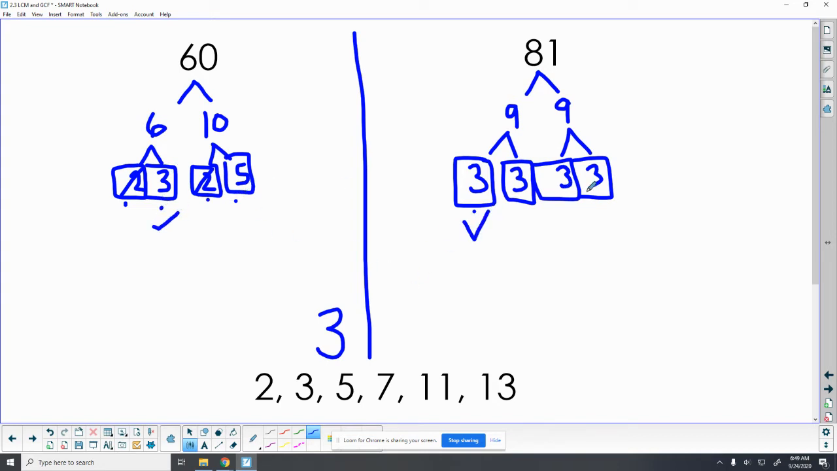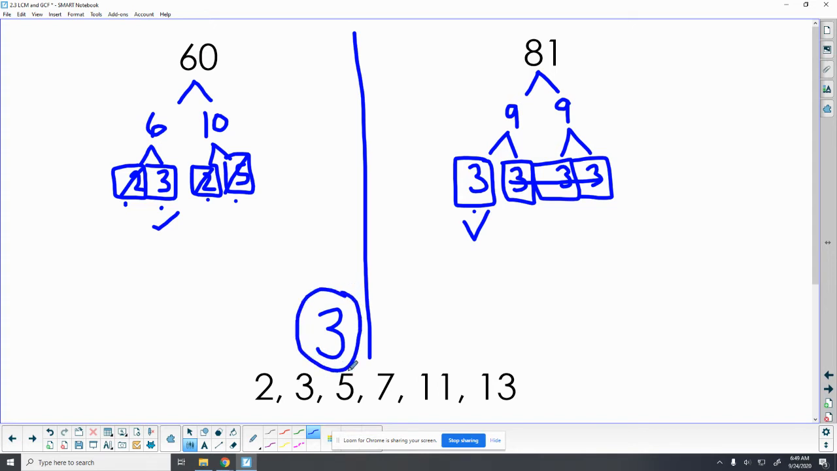So do we have a 5 on both sides? We do not. So even though there are more 3's, they're not in opposite problems. So we can't use them. They are not helpful to us right now. So the GCF of 60 and 81 is 3.